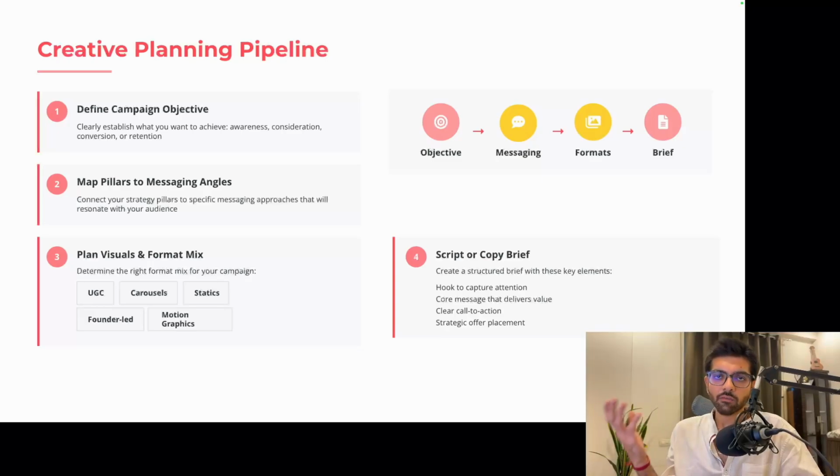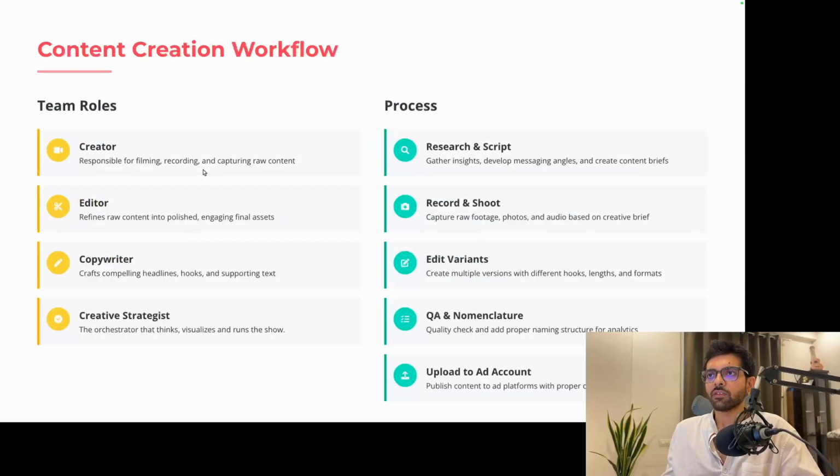If it is a static, it will be a copy brief. If it is a video, it will be a script. What is the hook that you are going for? What is the call to offer? What is the strategic offer placement, right? Once you combine all these four things, it will create a pipeline. Let's see an example of this, right?